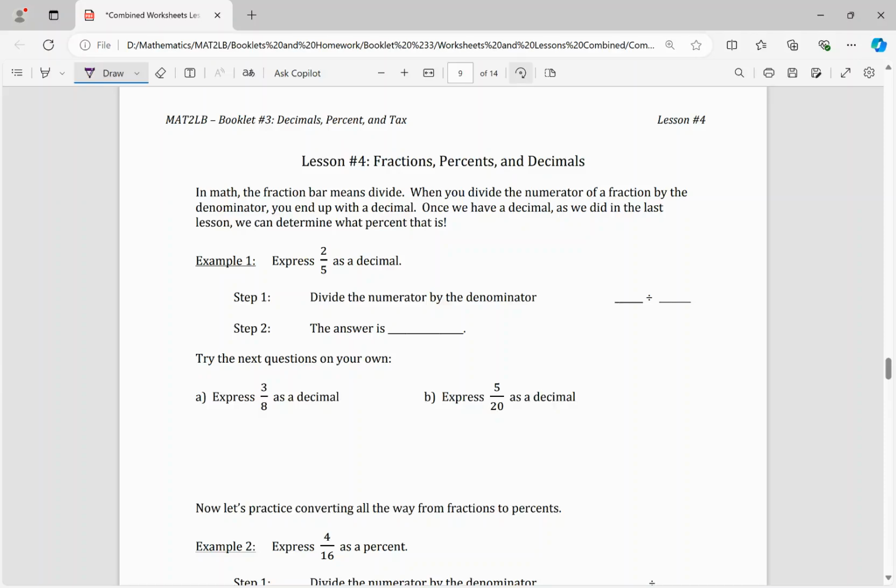Hello everyone. Today we will be working on lesson 4, that is fractions, percents, and decimals. This is still in booklet number 3.